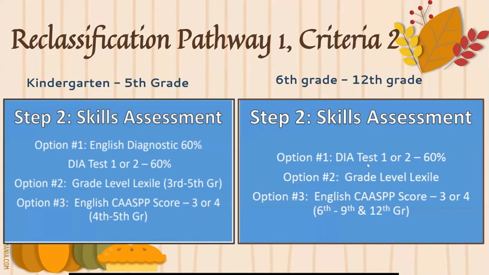If you notice, option 1 for DIA 1 or DIA 2, the same as the lower grade, it must be a 60%. They must be able to reach that. Option 2 is the grade level Lexile, and I'll show you some information on that in a minute. And then option 3 is that they receive in the English CASP a score of a 3 or a 4. And if you'll notice there, the grade level spans 6th through 9th and the 12th grade. Okay.